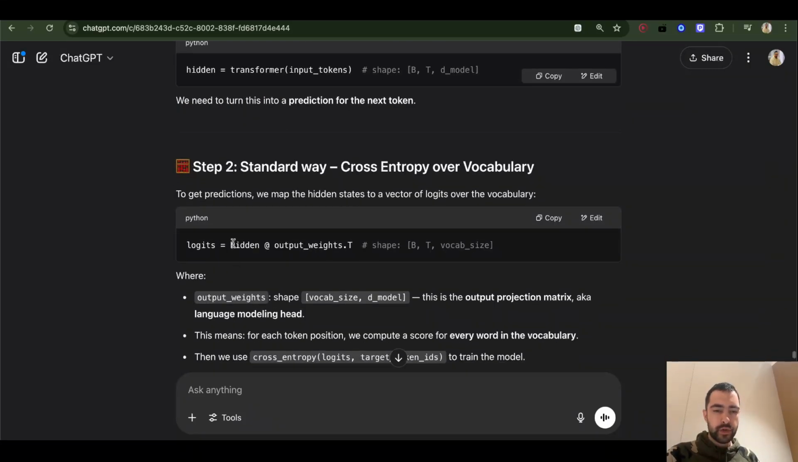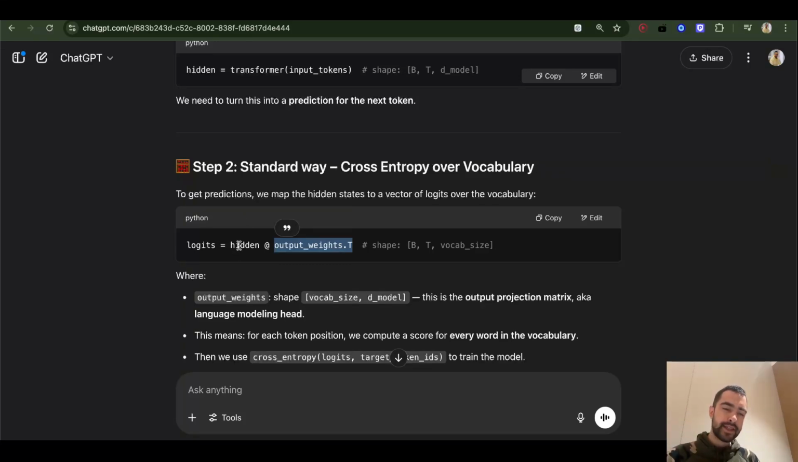So we're going to produce a hidden vector. This is gonna be the length of the token embedding after the transformer block. And we need to multiply this hidden vector with this output matrix, the output weights. This is to create a probability for every token in the vocabulary to be the next token.